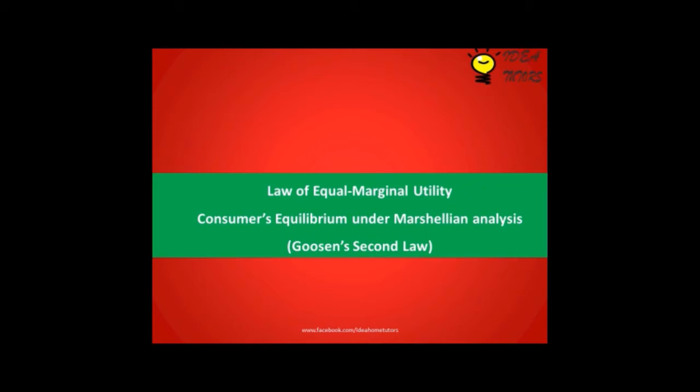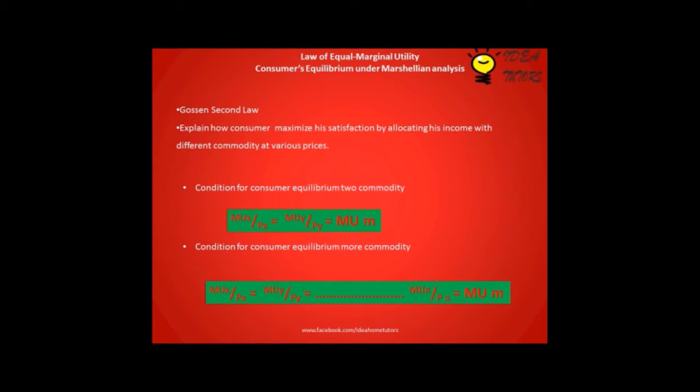Consumers' Equilibrium under Marshallian Analysis. Gossen's Second Law explains how a consumer maximizes his satisfaction by allocating his income among different commodities at various prices. Here, we have the condition for consumer equilibrium for two commodities.